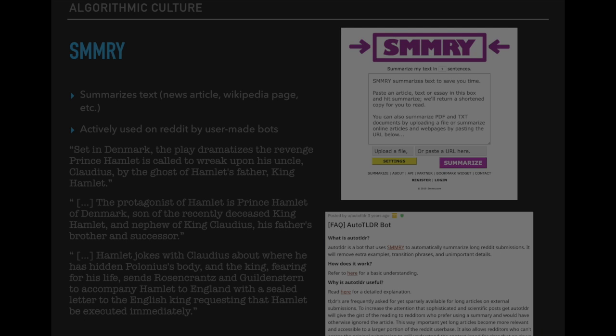The third found object is Summary. It is an algorithm that can summarize a text, such as a news article or Wikipedia page. As an example, I gave it the Wikipedia article for Hamlet, including the captions of images and the table contents, and it basically gave me these three sentences in return. It is actively used on the social media network Reddit. So if somebody links to a news article, you can call on this auto TLDR bot and it will return to you a summary of that news article.